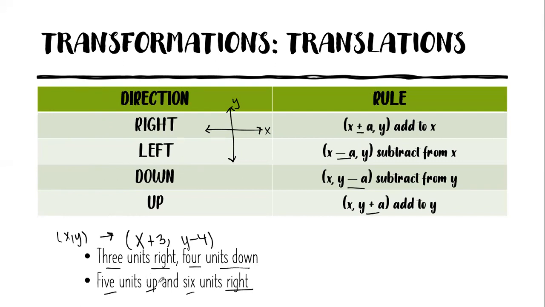All right, if I'm going 5 units up, is that X or Y? Y. Am I adding or subtracting? Adding, so that'll be Y plus 5. But Y does not come first, so that still will be the second part. 6 units to the right, X or Y? X, adding or subtracting? Awesome, so it'll be X plus 6, Y plus 5. Ask me questions. I know I'm going fast, but this is just so we can get to the actual assignment today.